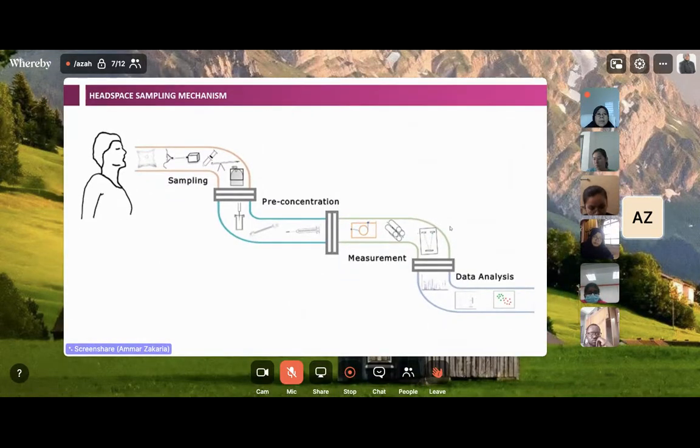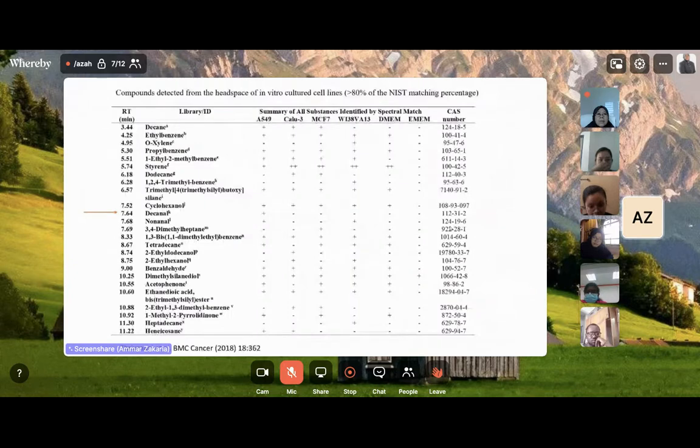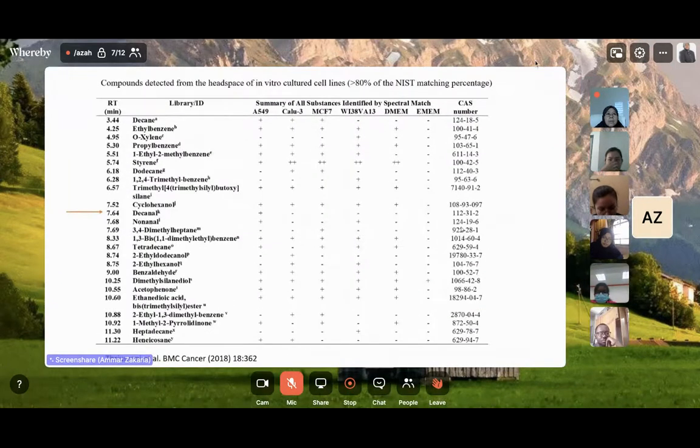There are a few things that you need to be careful about, right? Let's say if you are trying to come up with a sensor to be able to detect cancer biomarker, right? So first of all, you need to do GCMS, right? So this is what we do.